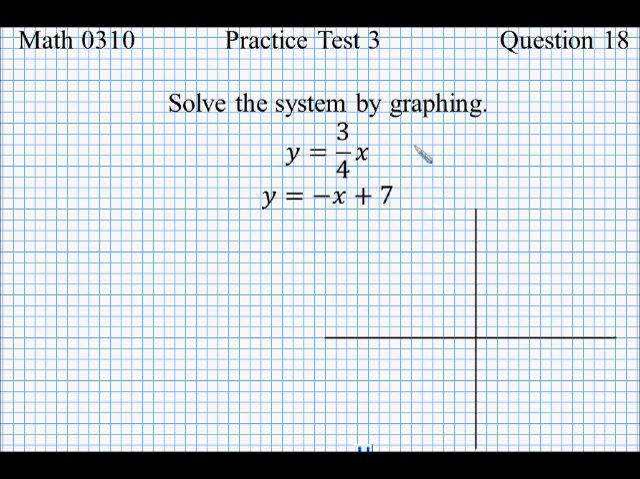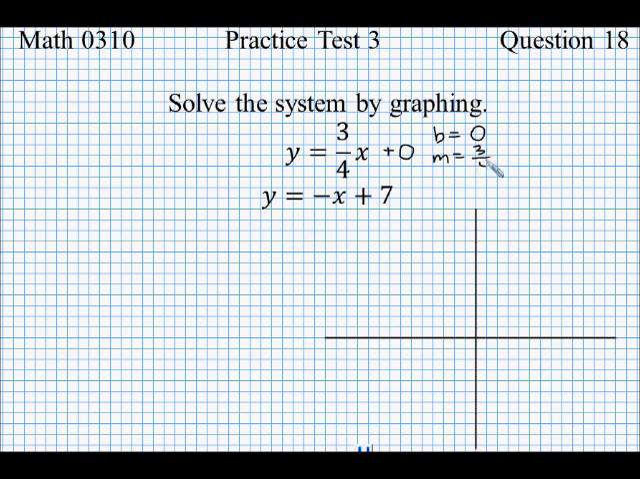Question 18 says solve the system by graphing. We have our two equations, y equals 3/4 x and y equals negative x plus 7. If we look at the first one, y equals 3/4 x, this would be the same as y equals 3/4 x plus 0. We're not having anything added or subtracted here on the end. So for the first equation, our y-intercept, our b, is 0, since this is in slope-intercept form. Our b is 0, and our m, or our slope, is equal to 3/4.